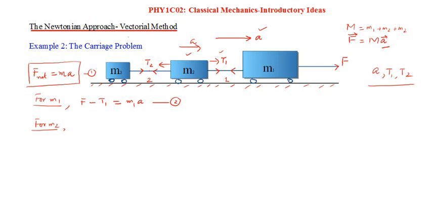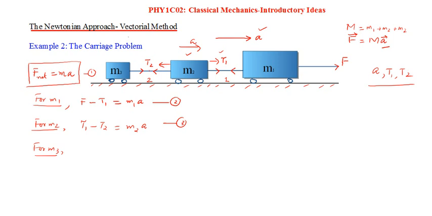That is the idea. So the equation is T1 minus T2 equal to M2 into A. That is my third equation. Similarly, you can write for M3. For M3 it's quite simple because there is only one force acting on it, neglecting friction and all.